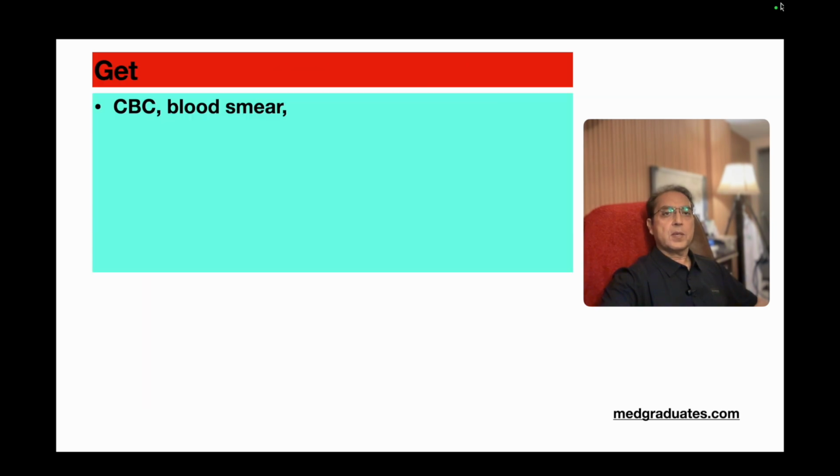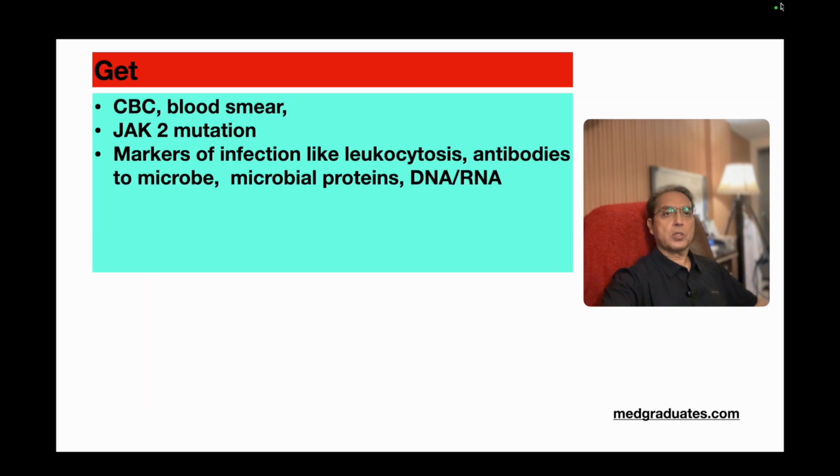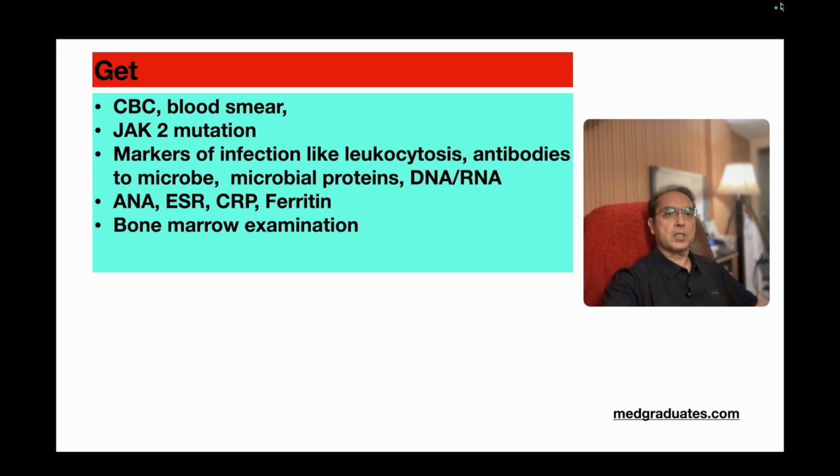Then get CBC and blood smear, JAK2 mutation. Look for the markers of inflammation which can cause thrombocytosis: ANA, ESR, CRP, ferritin as acute phase reactants. Platelets are acute phase reactants, so they can increase. So look for the evidence of acute phase reaction, and then bone marrow examination and abdominal ultrasound, CT, or chest X-ray to see other diseases which can cause thrombocytosis.